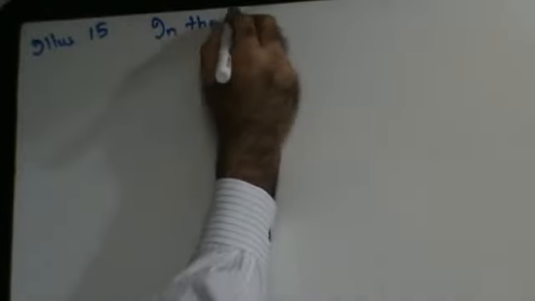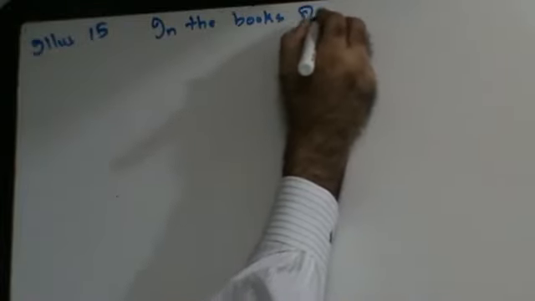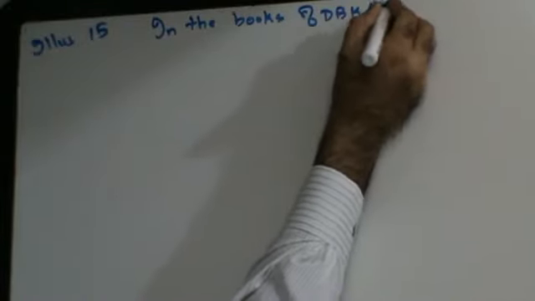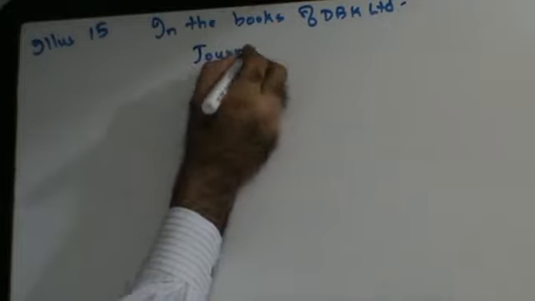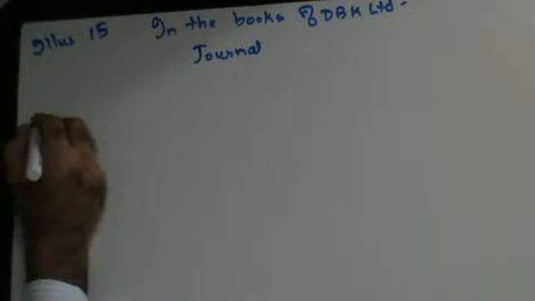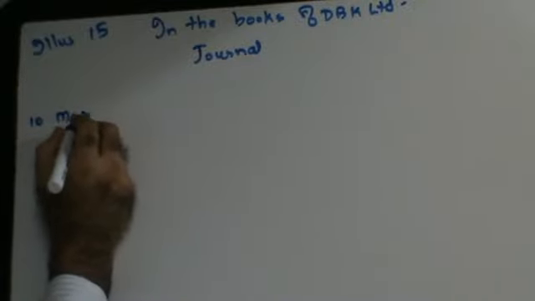Pass journal entries for the foreign transactions in the books of DBK Industries. In the books of DBK Limited. Now, let's see this. They're saying that DBK Industries invoiced goods to West Germany worth 1 lakh US dollars on 10th March 2005, on which date the exchange rate was this much.